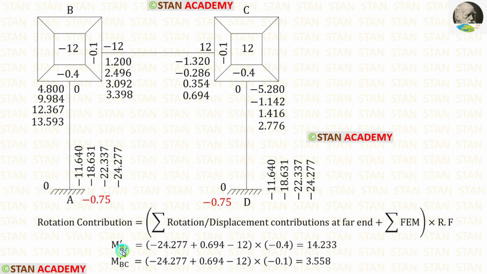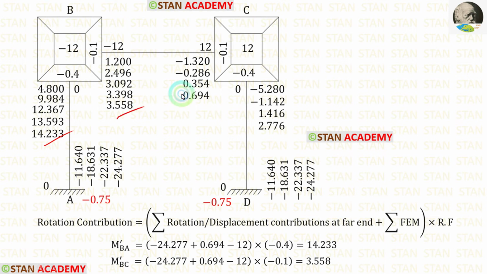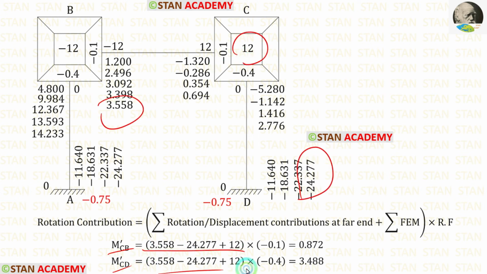Let us find m dash BA and m dash BC. For that, we have to add these three values and then multiply with the rotation factors. After the calculation, we are getting m dash BA and m dash BC. Let us enter them. Now let us find m dash CB and m dash CD. For that, we have to add these three values and then multiply with the rotation factors. After the calculation, we are getting m dash CB and m dash CD.